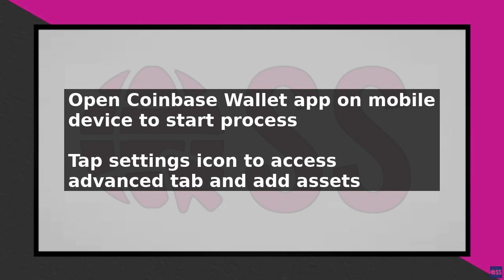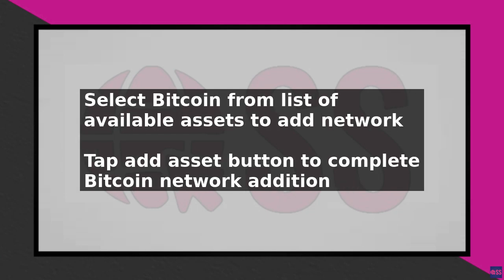Then select the cryptocurrency you want to add. In this case, Bitcoin. Tap on the Add Asset button. Then select Bitcoin from the list of available assets. The Bitcoin network will be added to your wallet, and you will see the Bitcoin balance in your wallet.